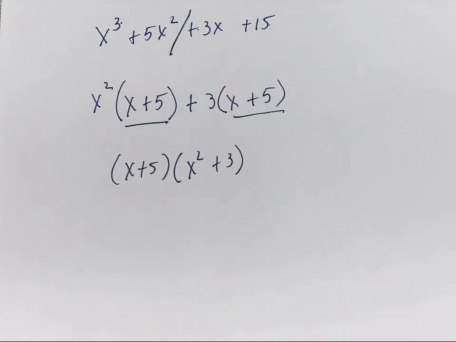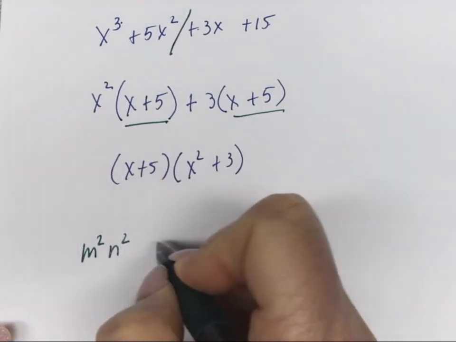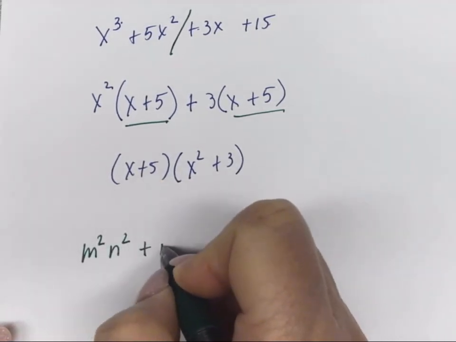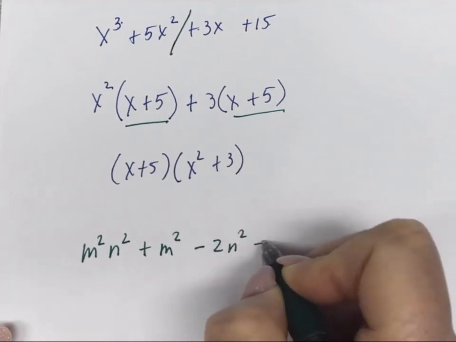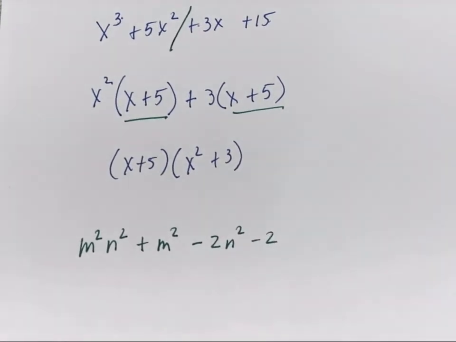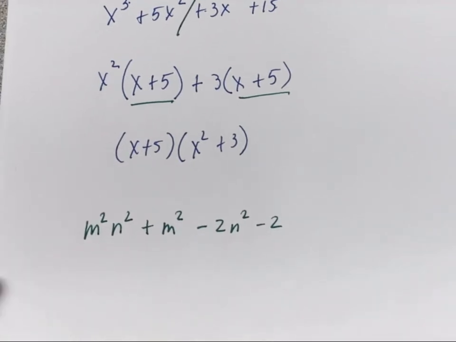All right, let's look at another one. If we have m squared n squared plus m squared minus 2n squared minus 2, so again, let's split it in half.